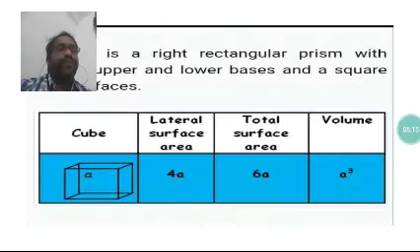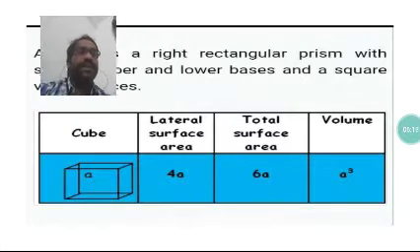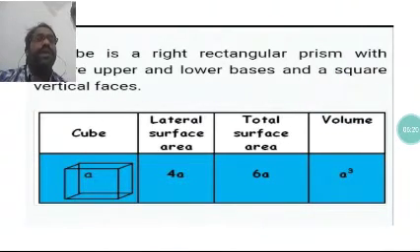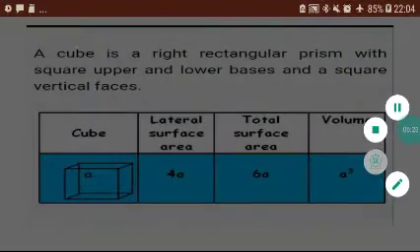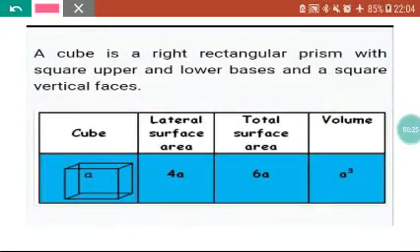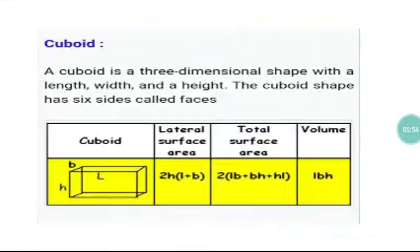Okay, so now the first shape is here, that is called a cube. Now this is called a cube, this figure here. Its lateral surface area should be 4a square. Surface area, it should be 6a square. Okay, so these are the lateral and total surface areas. Volume is correct, that is for the cube.